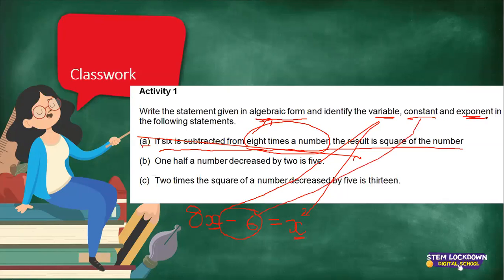And exponent, what is the exponent of x? The exponent of x is 1 here, and the exponent of x squared is 2. So these are your exponents. Hopefully you understand what is happening.